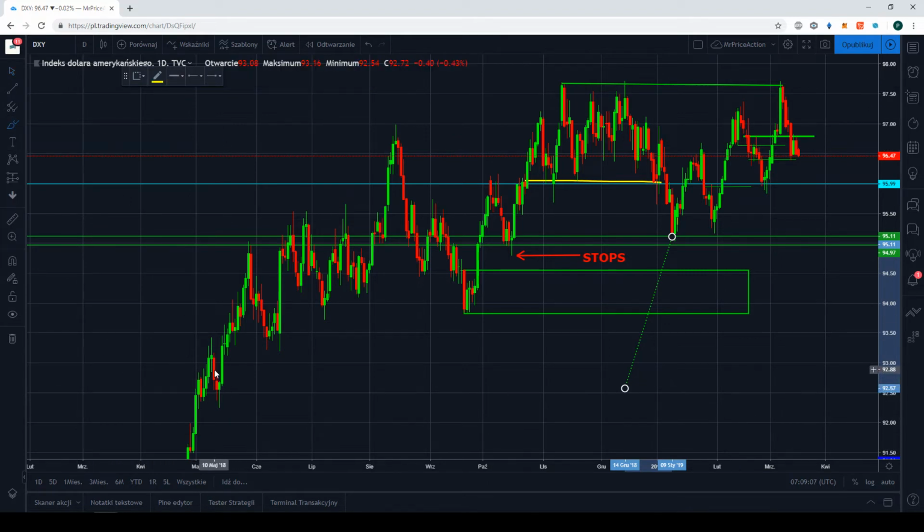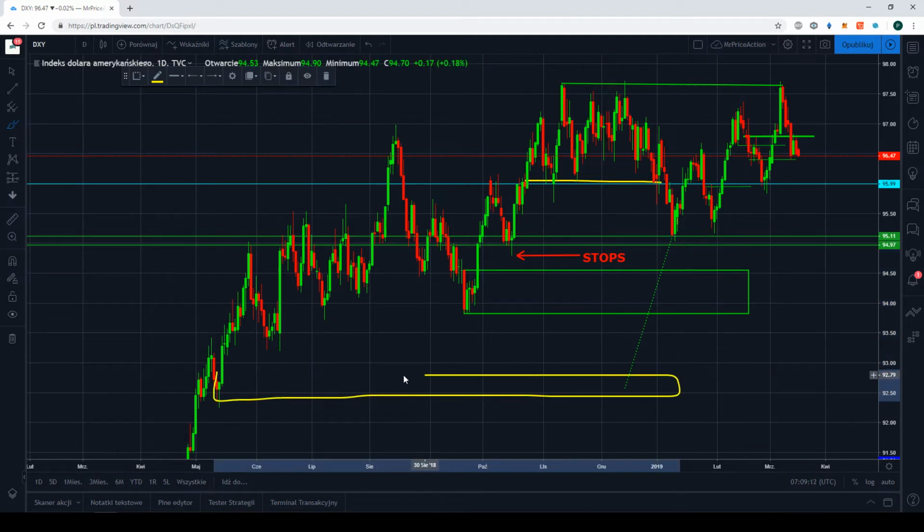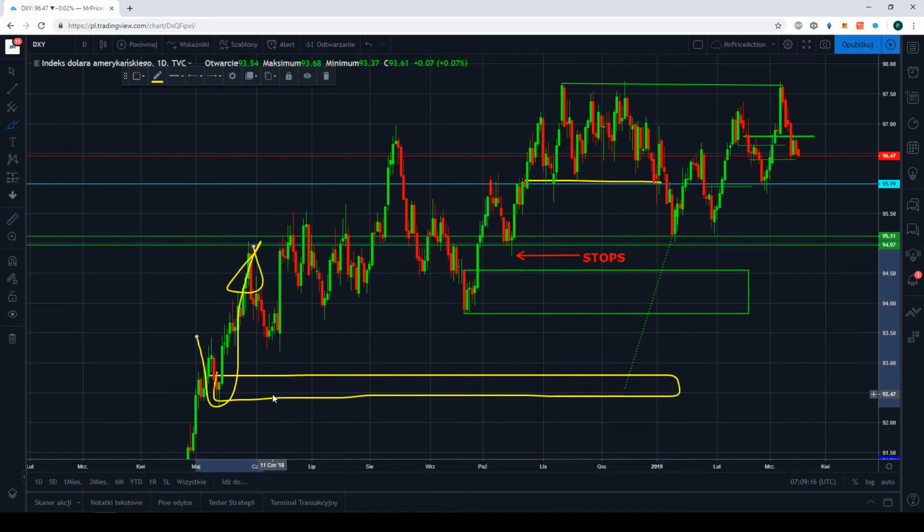And as you can see over here, we have some possible demand down to 92.50, and that's a very logical place. So we cannot rule it out in the medium term that we are going to see this type of action, especially if the Fed is going to be dovish again.